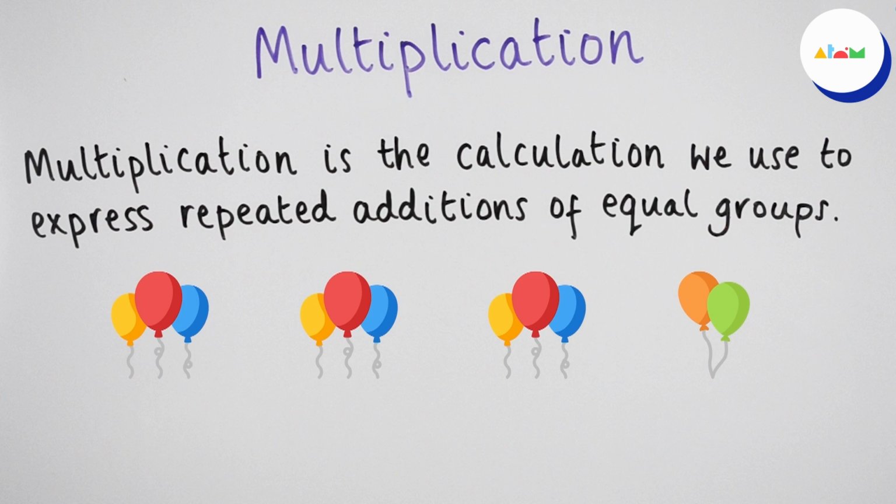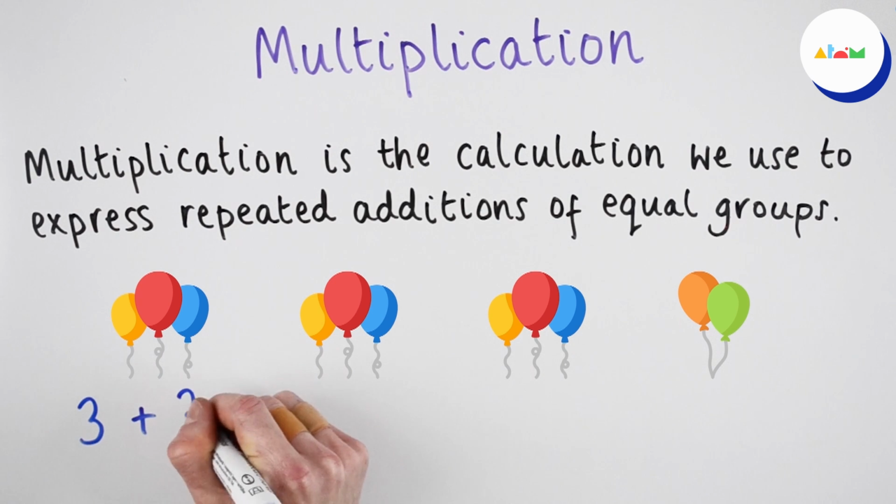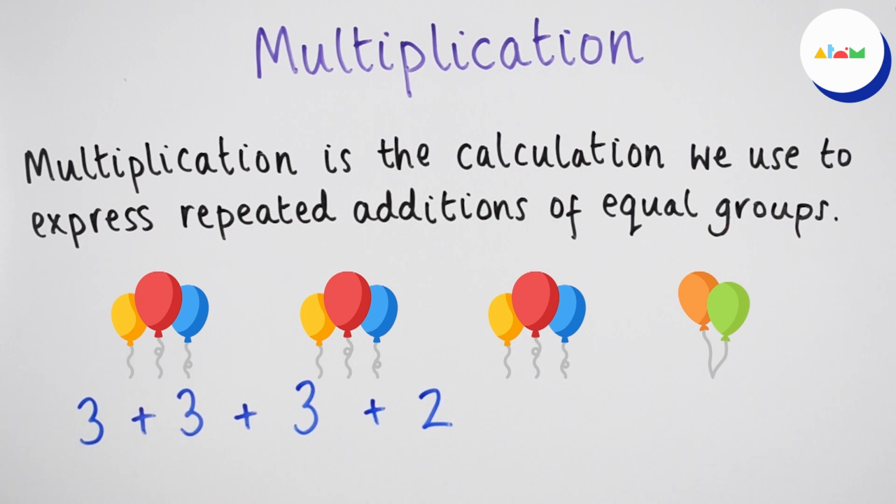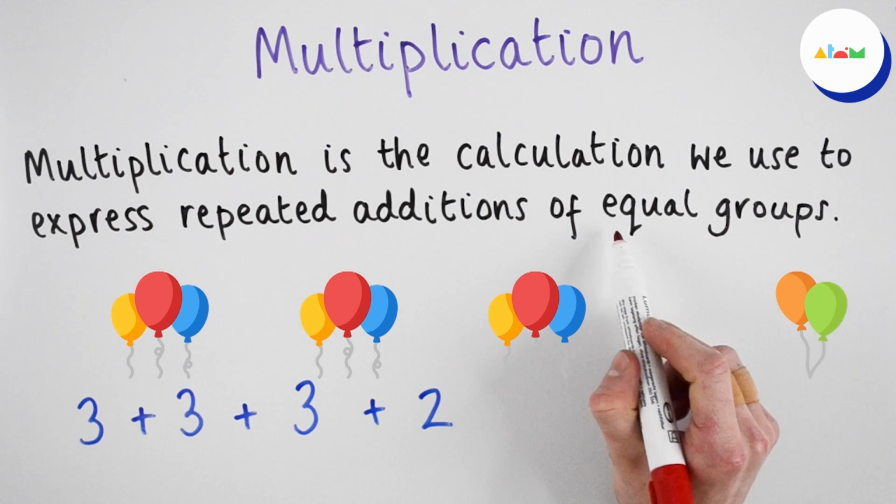Take a look at these other balloons. Are they in equal groups? No, they're not. This means that we can't make a multiplication sentence. We can only express the total number of balloons as 3 plus 3 plus 3 plus 2. Remember, multiplication is repeated addition, but only of equal groups.